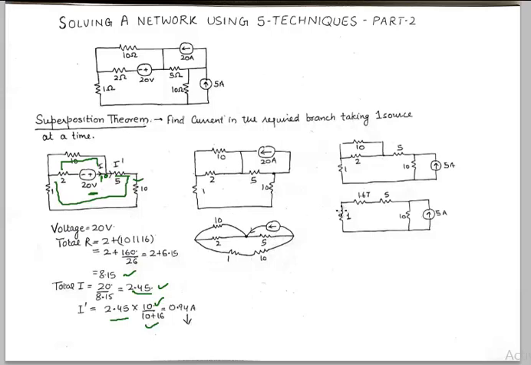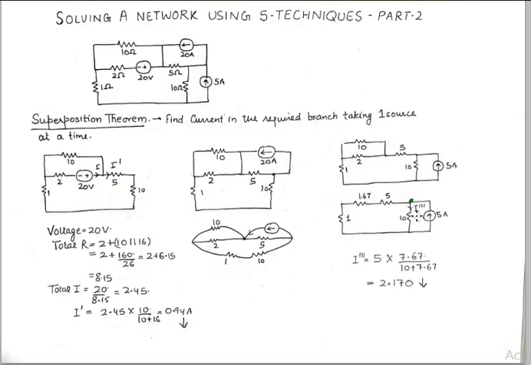resistance. And next we take up this case, because this is much easier. We simply wish to find I triple dash, and that can be found by current division. Total current entering this node is 5 ampere, times opposite branch's resistance 7.67 upon opposite plus my own resistance, gives me 2.170 in the downwards direction.